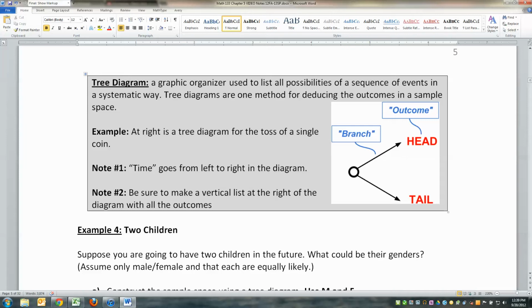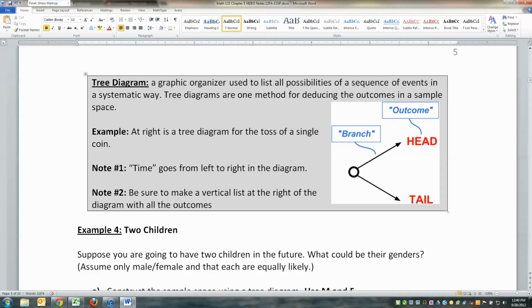Now, you can only really use it effectively for some pretty small probability outcome sets because you get 52 outcomes and it just becomes a nightmare to draw. But nevertheless, for beginning problems, it kind of helps us out. So this is an example over here on the right of a very simple tree diagram. It's a tree diagram for a single coin toss.